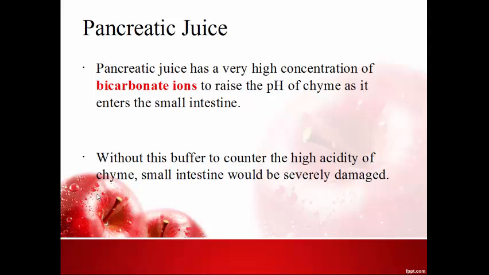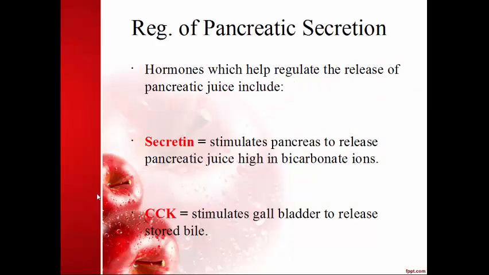So you need a way to buffer that. You need to find a way to neutralize such a strong acid. The way you do that is you add bicarbonate ions to that. Bicarbonate ion is a very strong base. So mixing the very low pH, the strong acids of the stomach, with the high pH of the bicarbonate ion helps neutralize that content so your small intestine is able to handle that material much more easily. Alright, next we'll talk about the regulation of the pancreatic secretion.